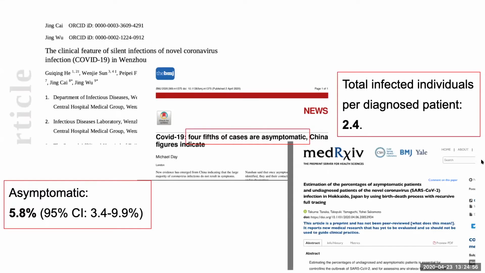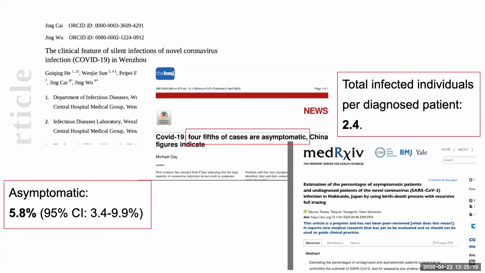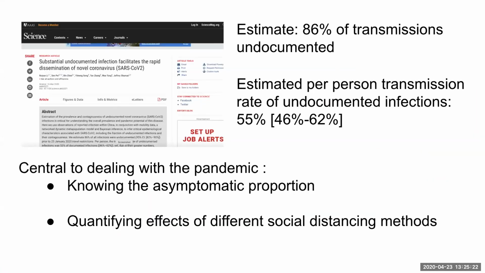In the slides, you can see some papers that give estimates of the asymptomatic percentages. In some papers, the estimate is around 5.8%, whereas in others around 4/5 of all the cases are asymptomatic. There is also an estimate of the total infected individuals per diagnosed patient of around 2.4. Another paper estimates that around 86% of all transmissions are undocumented, and the estimated per person transmission rate of undocumented infections is around 55%.